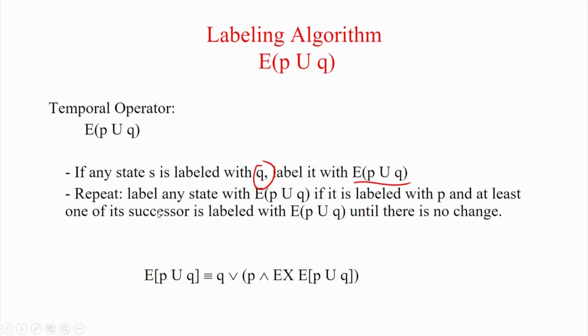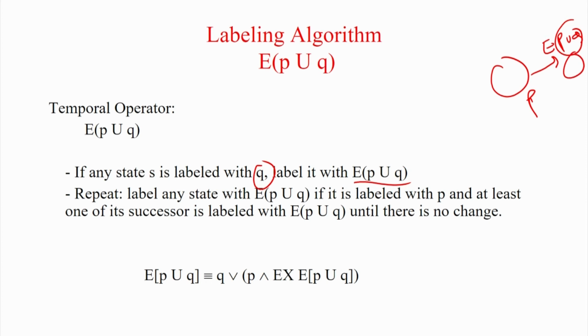Then label any state with P until Q if it is labeled with P, and at least one of its successors is labeled with E of P until Q, that is a safe state. So, that is your second clause.